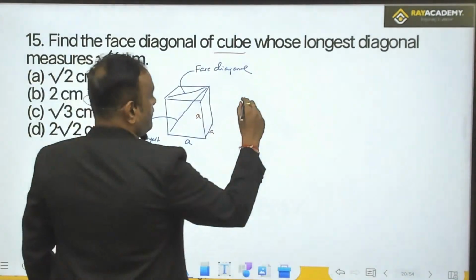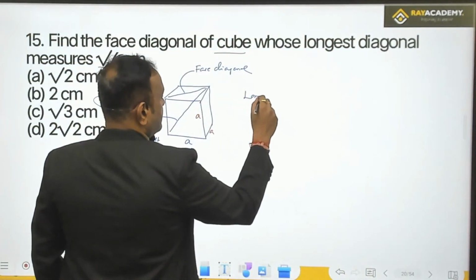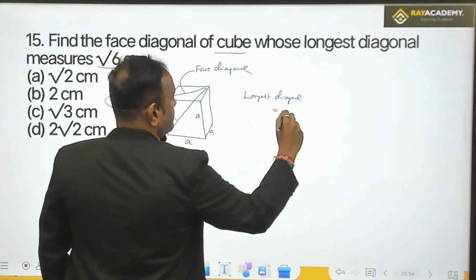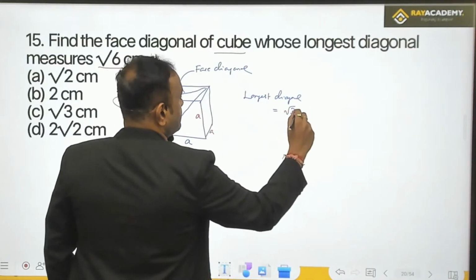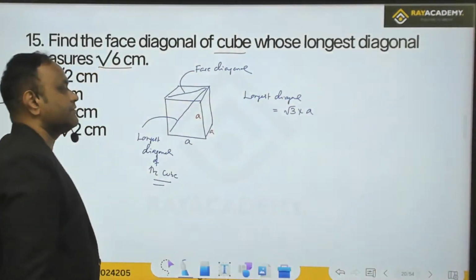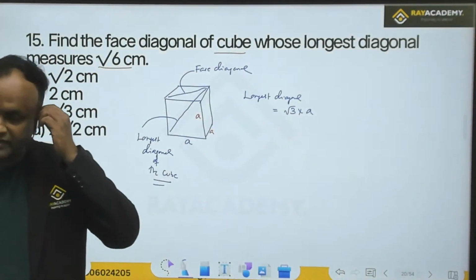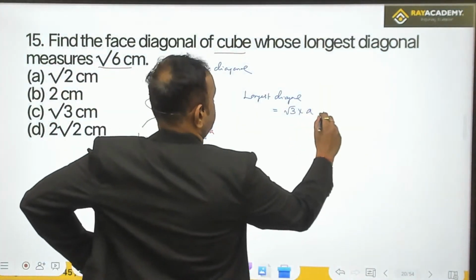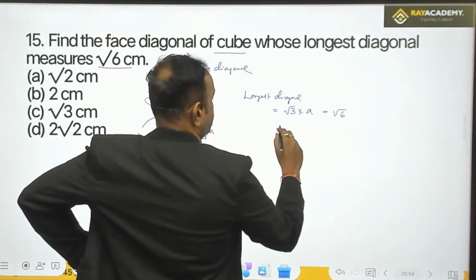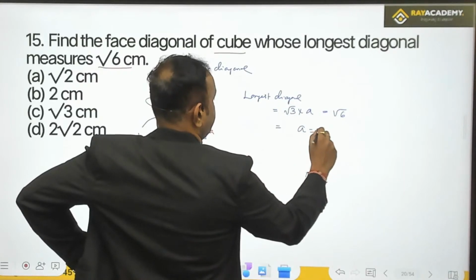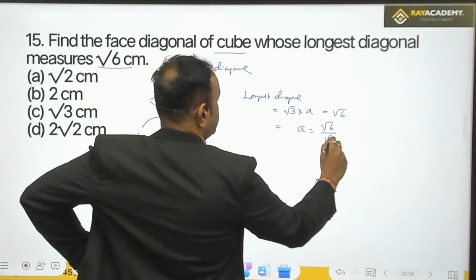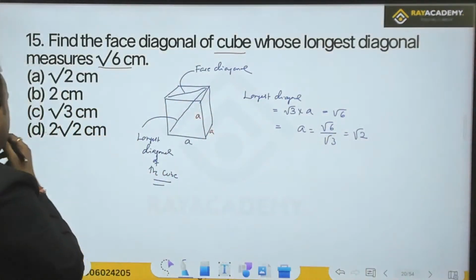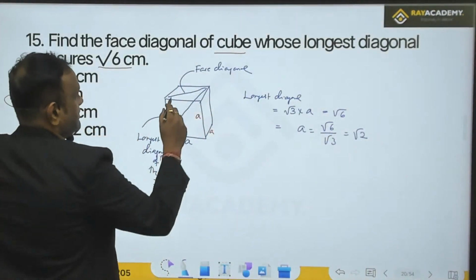So what is the formula for the longest diagonal? The longest diagonal is square root of 3 into a. For a cube, the formula for the longest diagonal is square root of 3 into a. But this is given as square root of 6. So you can get the side a by square root of 6 by square root of 3, that is square root of 2. Now they are asking what is the face diagonal.